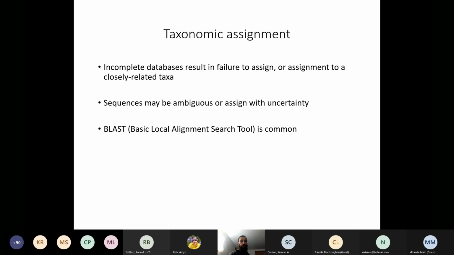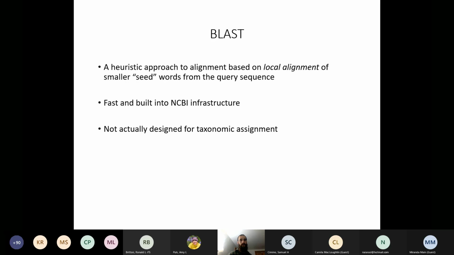One of the most common bioinformatic tools for doing this, because you typically have a lot of data to sift through, is BLAST. It stands for the Basic Local Alignment Search Tool, which folks who have a genetics background are probably familiar with. I was going to note that BLAST is a heuristic approach for alignment based on local alignment of smaller seed words within the query sequence. You don't have to take apart what that means in too much detail, but because of its design, it's pretty reliable and it's really quite fast, and it's been built right into the NCBI infrastructure. I think this speed and general reliability and the fact that it's built right into things like GenBank and pretty easy to use is why it's been taken up for taxonomic assignments so broadly.